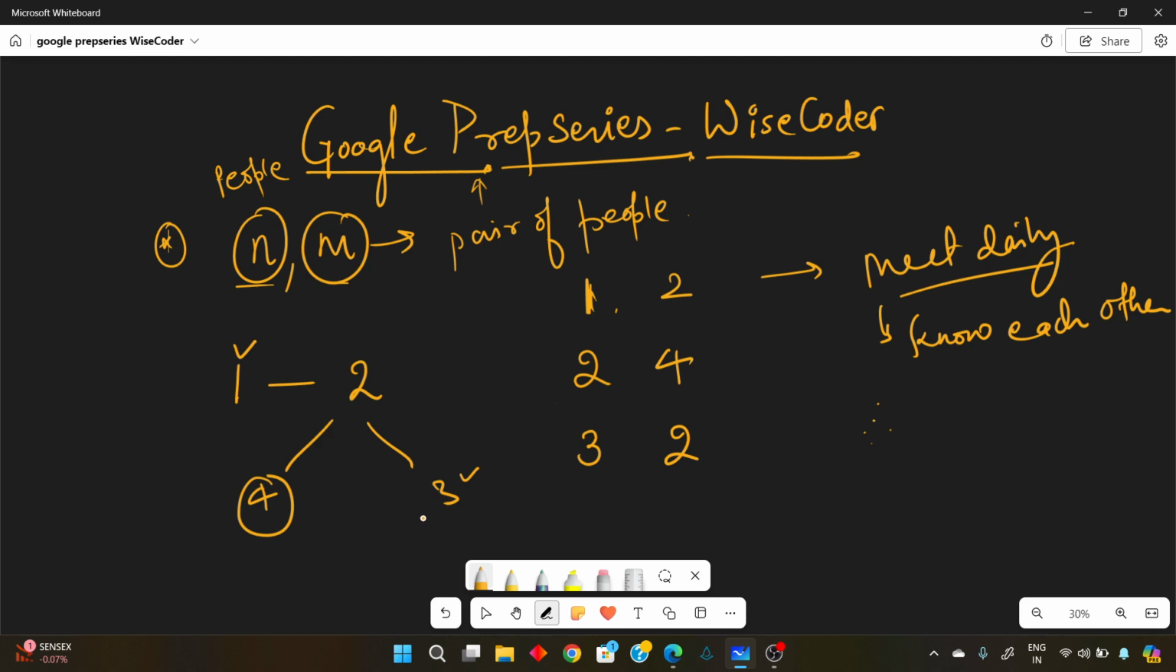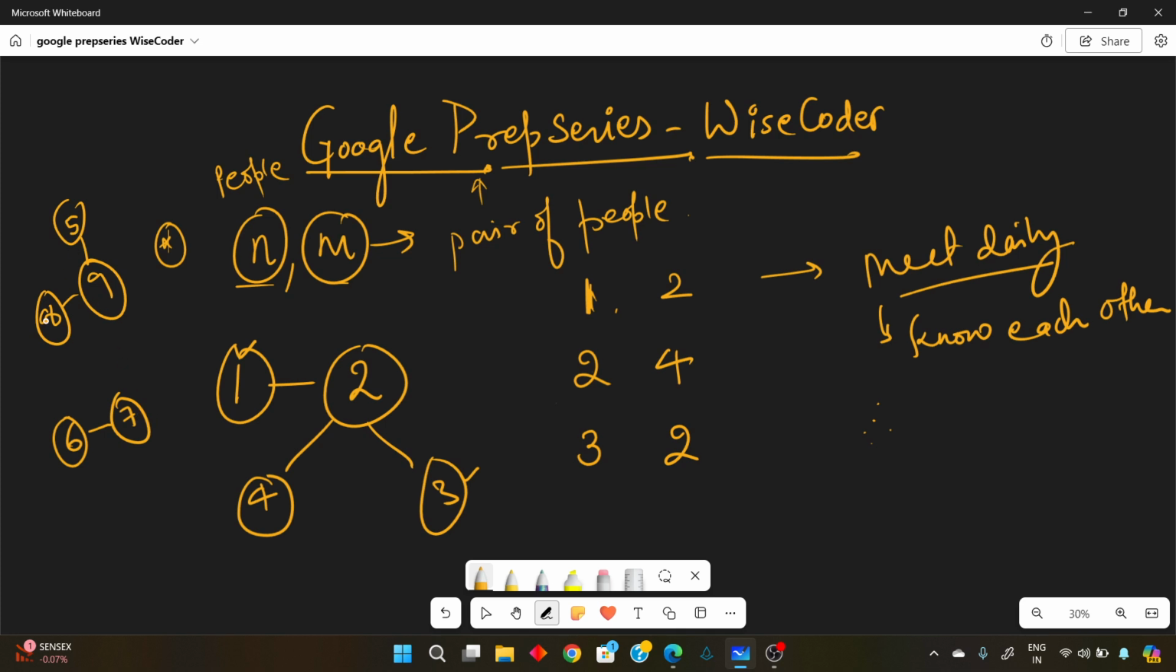The problem statement I can build from here is something like this. 6 and 7 know each other, 8 and 9 know each other, then 5 and 9 also know each other. So we can have groups of friends, you can assume. 1 2 3 and 4 are the first group, 6 and 7 are the second group, 5 8 and 9 are the third group. So there can be different groups of people. How are they forming this group? If they know each other mutually, or if they know somebody, they are part of the same group.